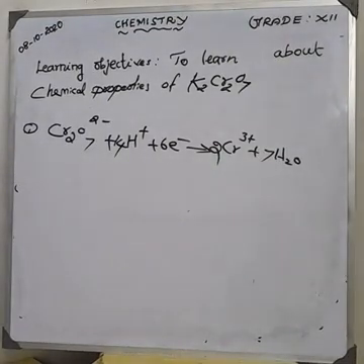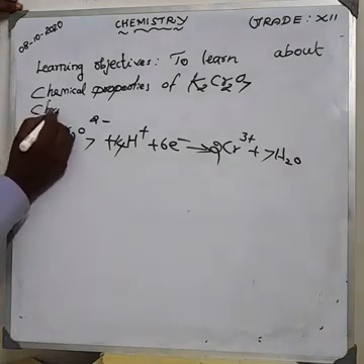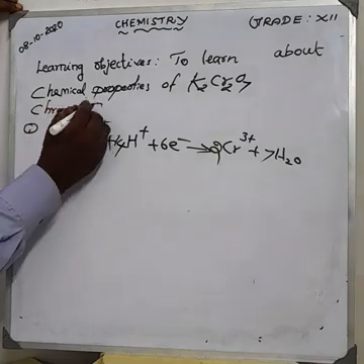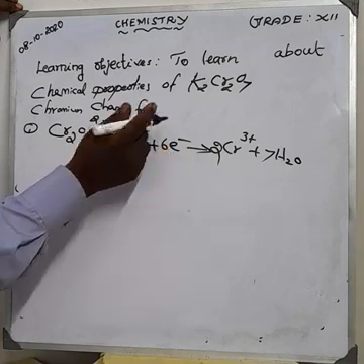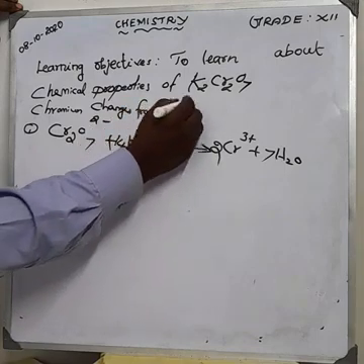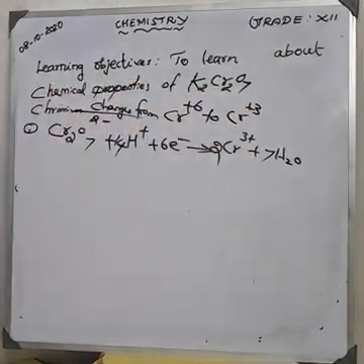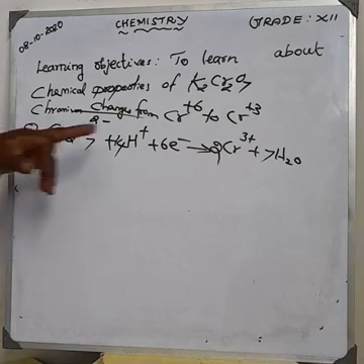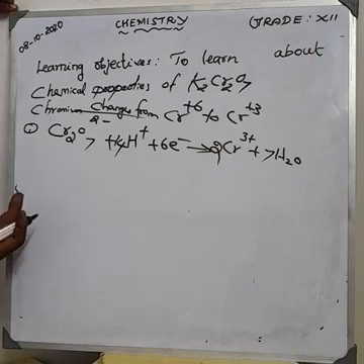Here, what is the conversion? Which one changes? Chromium changes from Cr plus 6 to Cr plus 3. This is the first chemical reaction. If you have a doubt about writing this equation, you should balance the equation. It's very important.